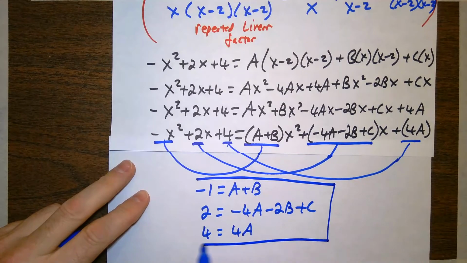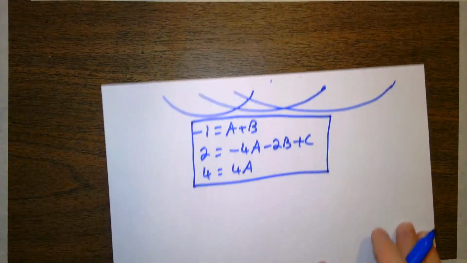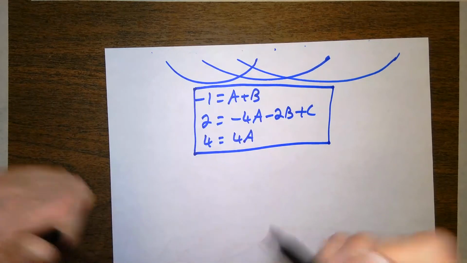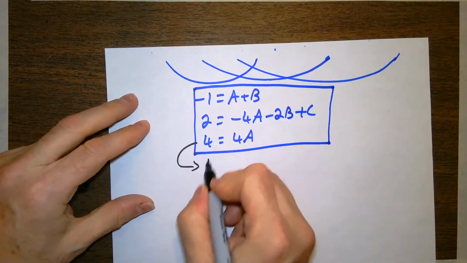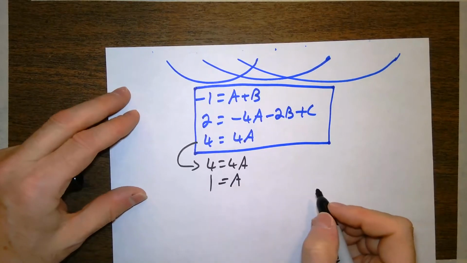I don't want the system to be the hardest part of solving this thing. You're not going to see too many really crazy systems here. In fact, this one kind of resolves itself relatively quickly if we work this one through. Here, my first equation, 4 equals 4a, then a equals 1.